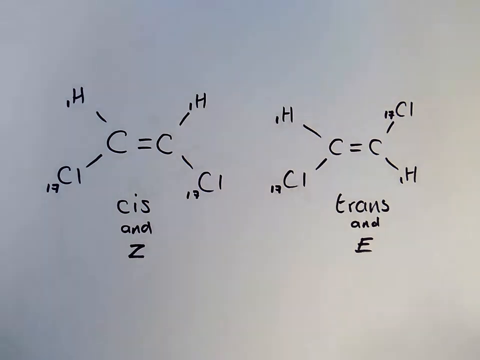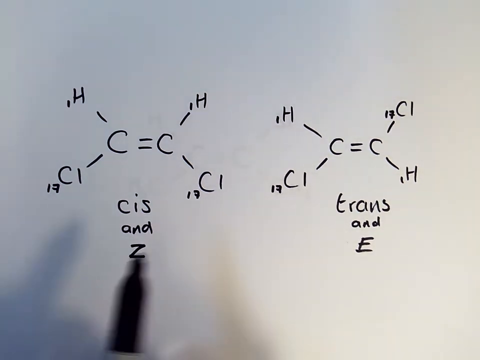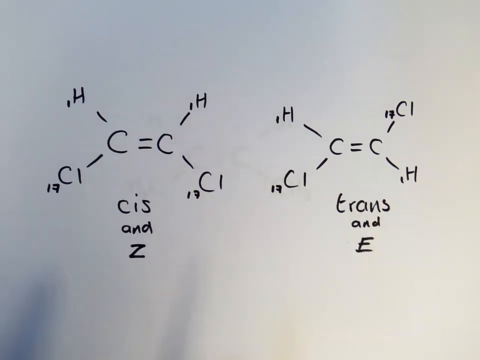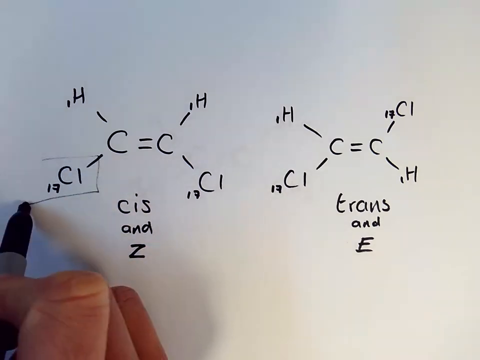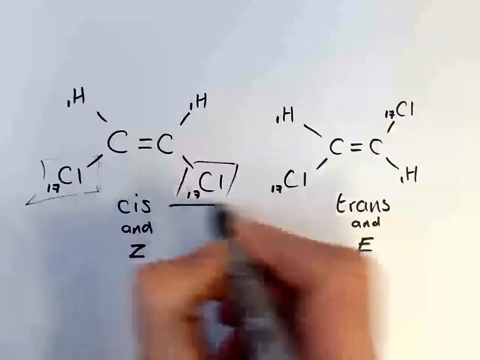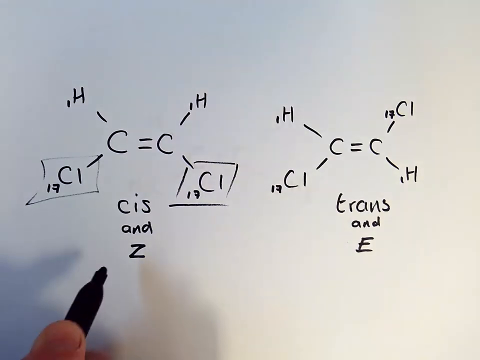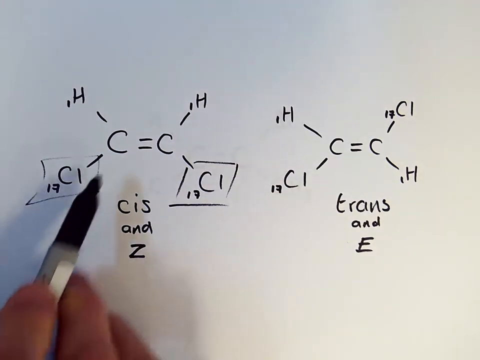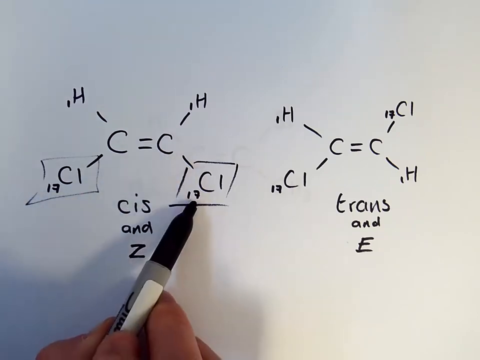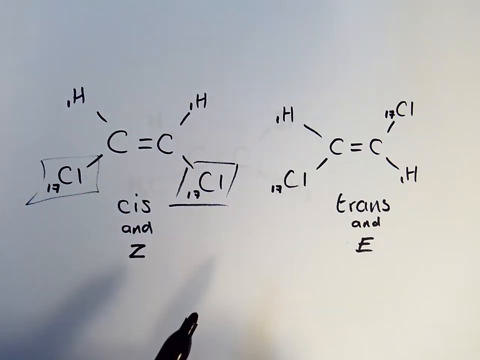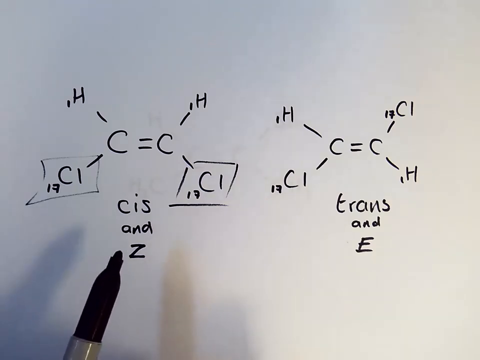Okay, so at this stage you're probably thinking, is cis and Z essentially the same thing, and is trans and E essentially the same thing? Well, often they are. This is a cis isomer over here because we've got the same groups on the same sides of the double bond. And it's also a Z isomer because the highest priority group coming off this carbon, atomic number 17, is the same as the highest priority group coming off this carbon, again atomic number 17. So that works.